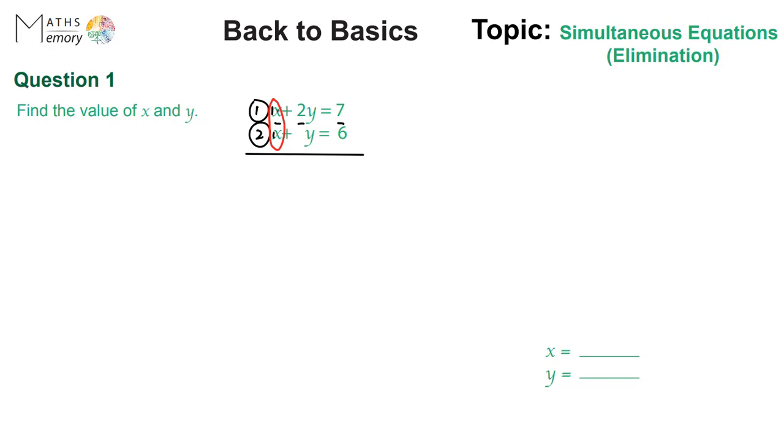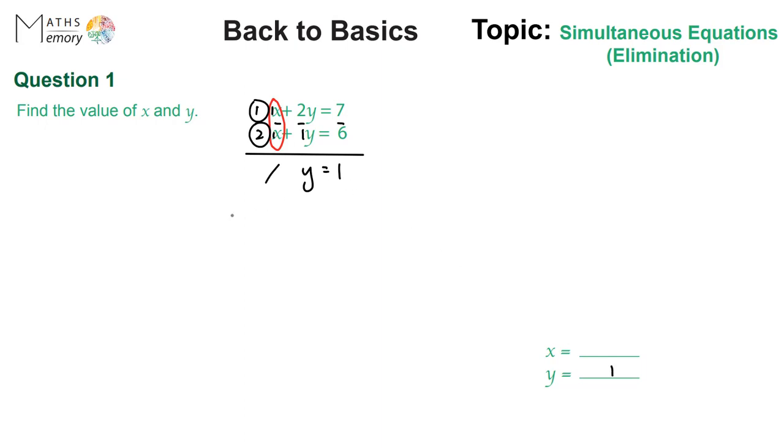Now let's do the math. So what's 1x take away 1x? It's 0x. We don't write 0x, we'll write a slash, it's a bit easier. 2y take away y, or 2y take away 1y, same thing as 1y, or let's write y in fact. 7 take away 6 equals 1. And the answer is y equals 1. That's half the story.